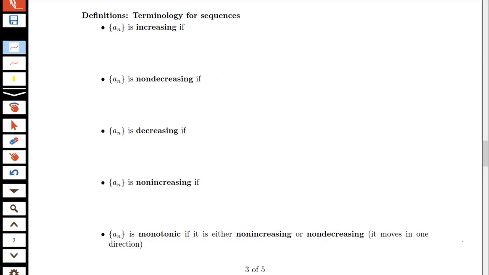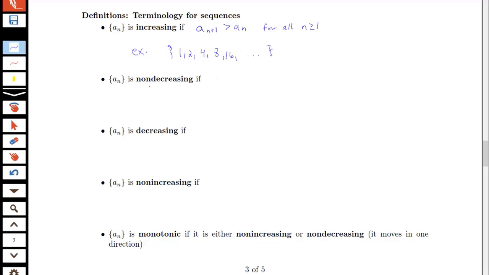We say that a sequence a_n is increasing if you have a_{n+1} bigger than a_n, so the next term of the sequence is always bigger than the previous term, for all n greater than or equal to 1. An example of an increasing sequence would be something like 1, 2, 4, 8, 16. So our sequence is growing in size with each term.